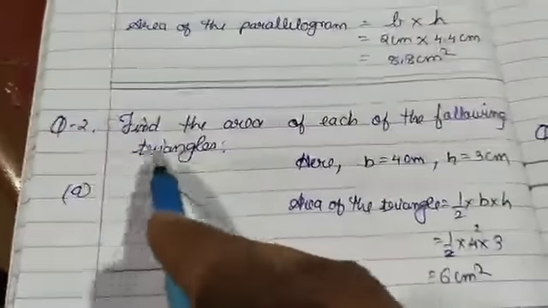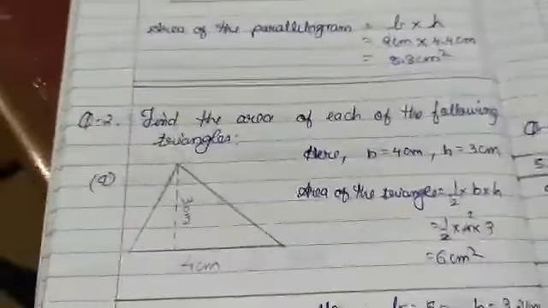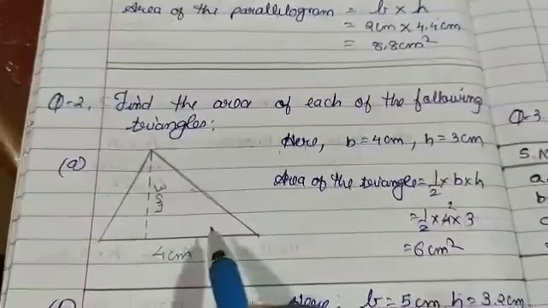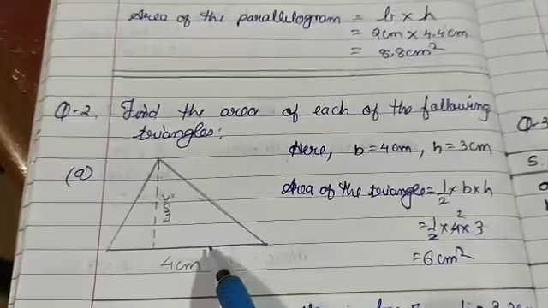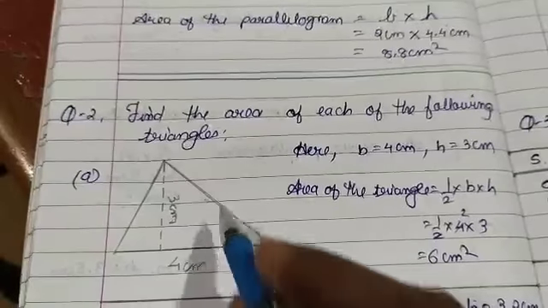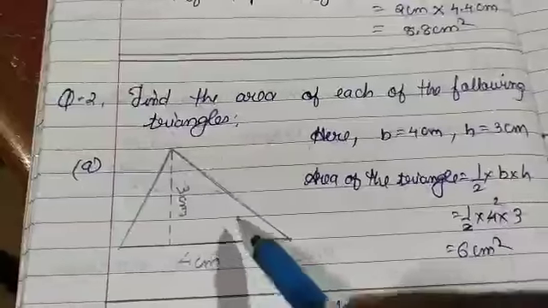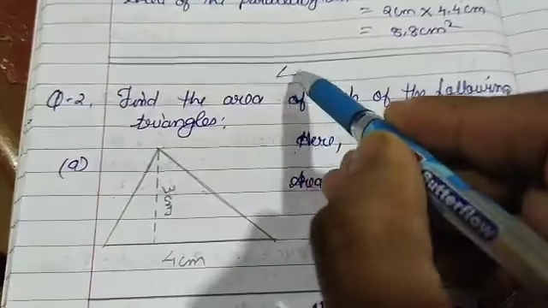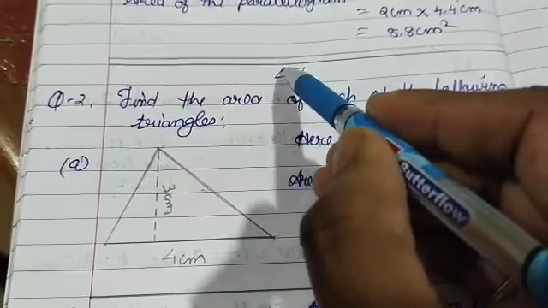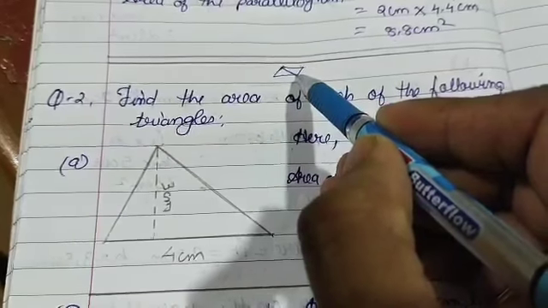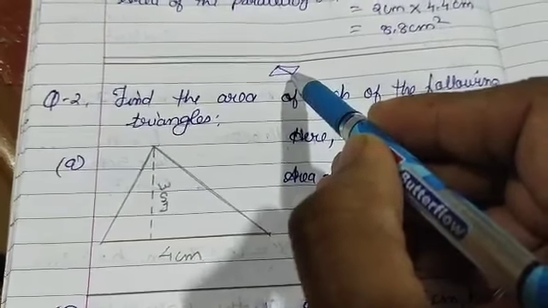Now the next question is: find the area of each of the following triangles. Now dear student, here is the area of a triangle. The area of a triangle is exactly half of the parallelogram. As we saw earlier, previously we saw how to get the area of a triangle formula. See dear student, this is a parallelogram. So half of a parallelogram is a triangle.